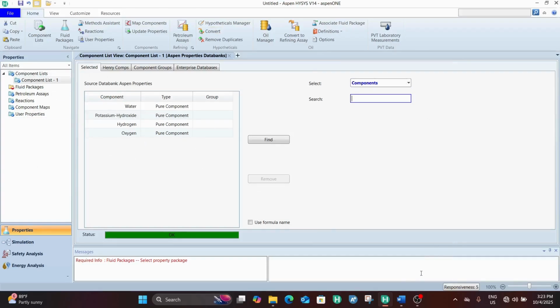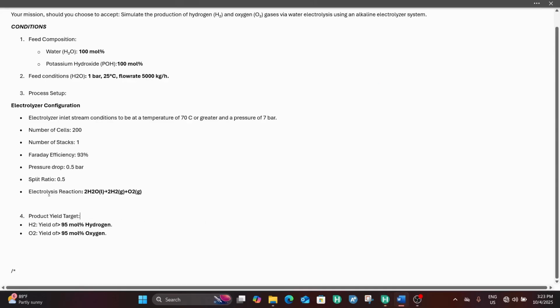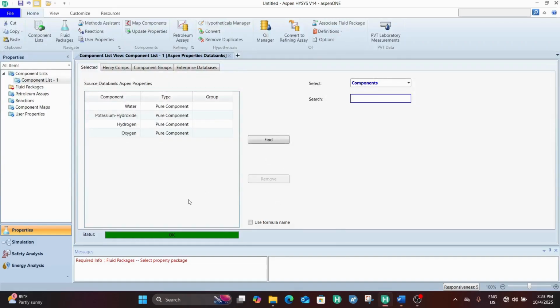And looking back at our reaction for electrolysis, these are all the components interacting in the reaction. Even though we do have an extra potassium hydroxide, we're going to explain why it's there. It doesn't take place in the electrolysis reaction.